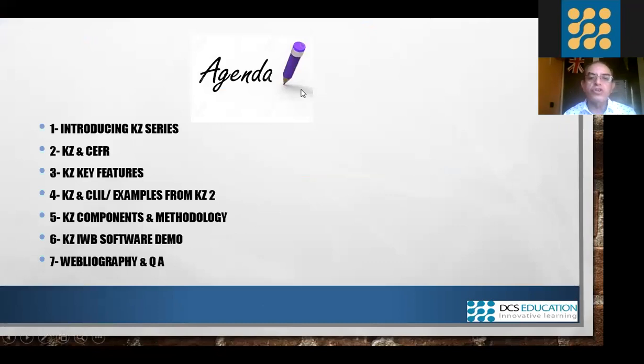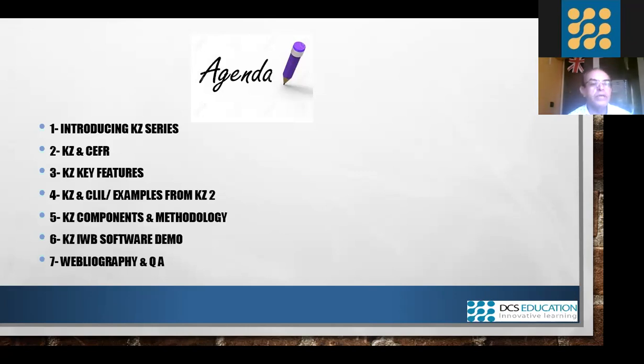You can see the agenda now. Yeah, we can follow. So as you see, the agenda here is pretty spicy. There are 7 items, all of them quite important, of equal importance. We'll start by introducing the Kidzone series, which consists of 6 levels from grade 1 to grade 6, and in detail, we'll talk about each one of them.